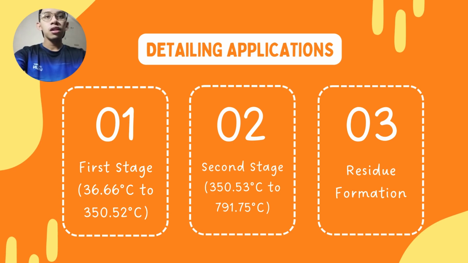Discussion. The TGA curve displays two major stages of weight loss, each corresponding to different thermal events in the candle wax sample. First stage, 36.66 Celsius to 350.52 Celsius. The sample shows a weight loss of 25.06%, which is associated with the evaporation of volatile components and lower molecular weight substances within the wax.